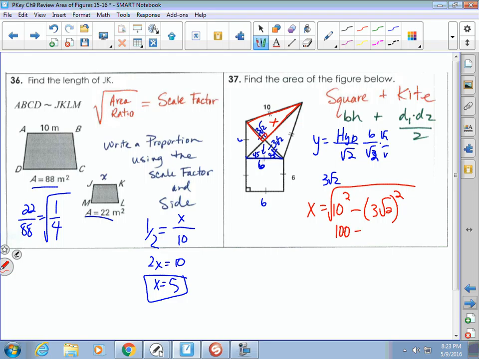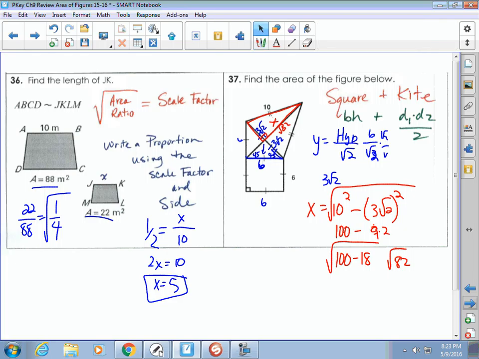I want to recap this because, remember what happens when you square a radical. This becomes 9. 3 squared is 9, and then when you square the square root of 2, we get rid of the radical sign. So this is really going to be 9 times 2, which is 18. So this is 100 minus 18. Then I'm taking the square root of that, which is 82. And that cannot be simplified.